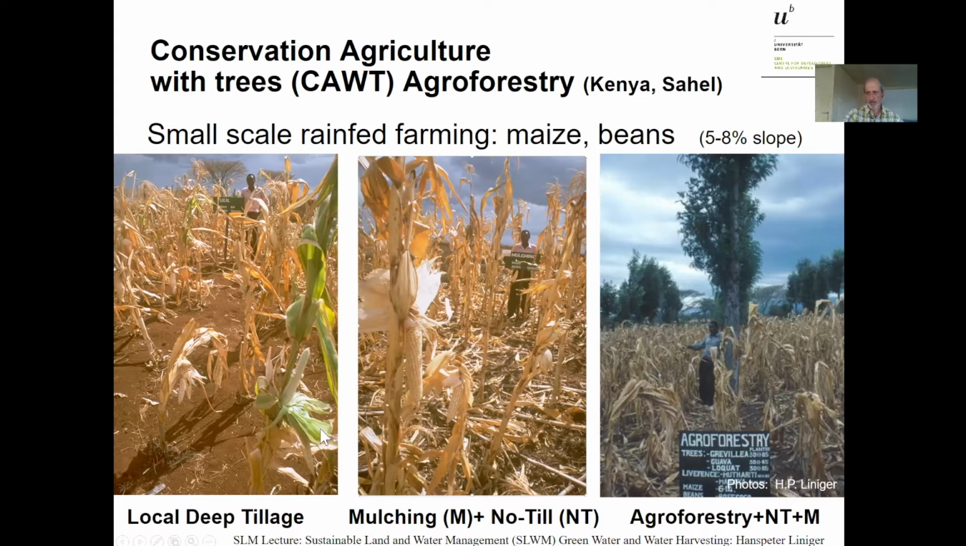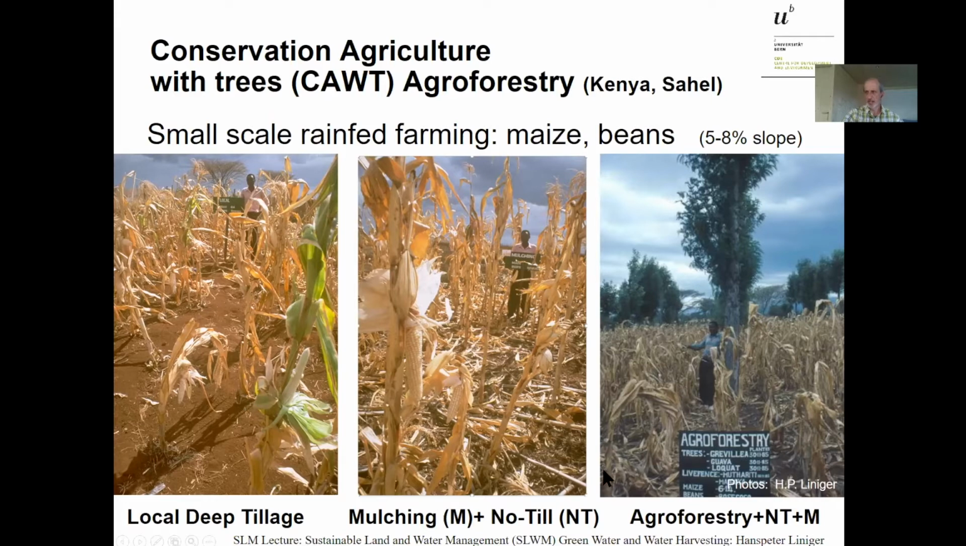Next one, right next to it, same soil types, same amount of rainfall, same slopes, 5 to 8% slope. Mulching, a bit of residues, about 50%, and no tillage. Here, direct planting into that soft material. That's when you're planting the next crop of maize. You see the cobs here, 3 times more production than here.